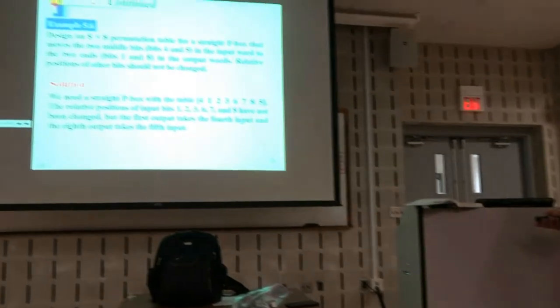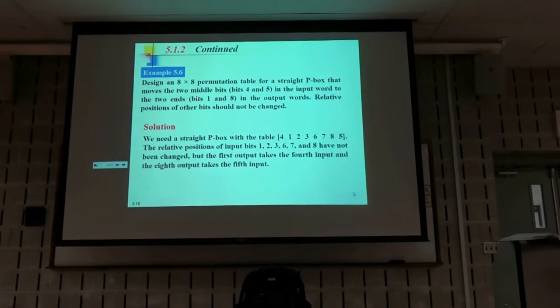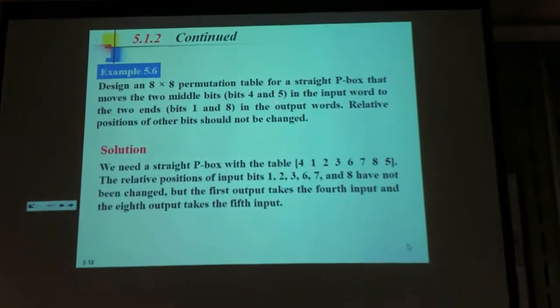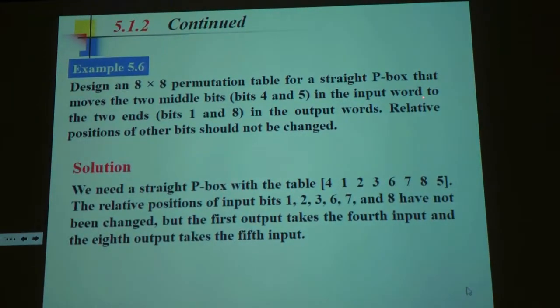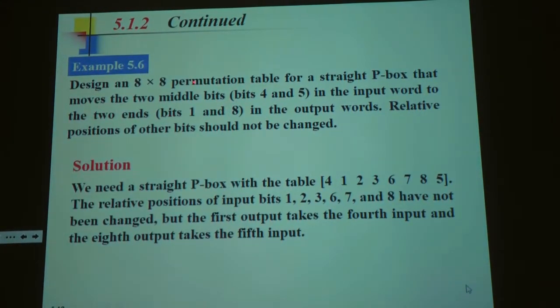So in here it says: example, design an 8 times 8 permutation table for a straight P box that moves the two middle bits, bit 4 and 5, in the input word to the two ends. So 4 becomes output number 1 and 5 becomes number 8, and there is a shift, right? All right.